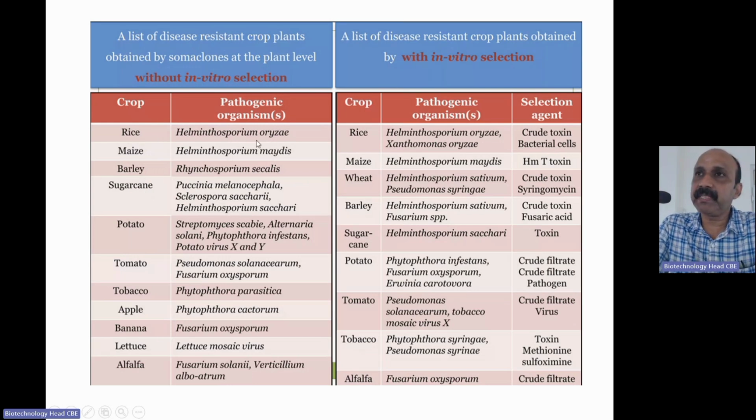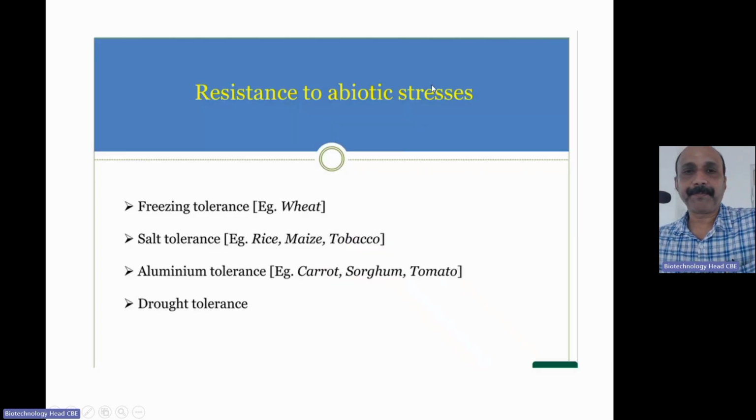Say, for example, rice helminthosporium leaf spot: use the extract from helminthosporium and then select for those cultures. For rice and barley, they have used the crude toxin from the bacterial cells, or for maize, the T-toxin. For wheat, crude toxins, neomycin from helminthosporium. All this crude filtrate, virus filtrate has been used for tomato mosaic virus. So such types of selecting agents can be used to get resistant varieties.